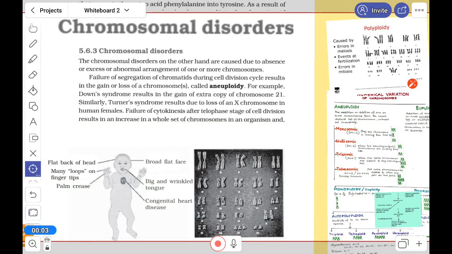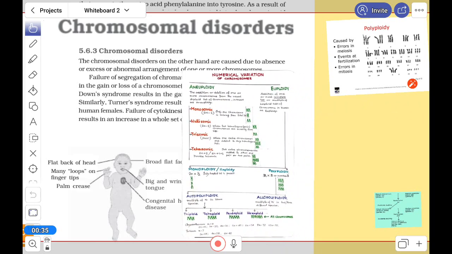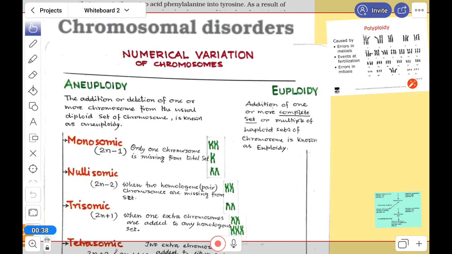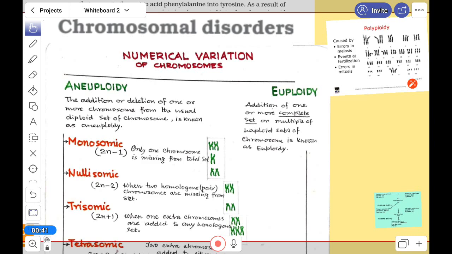Welcome to BioClass. Today we will discuss chromosomal disorder. Already we have done the Mendelian disorder, and here is the chromosomal disorder. Here we will see that if the chromosome number changes, then what kind of disorder will happen. Look here, gain or loss of the chromosomes is called aneuploidy. So let's discuss the numerical variations of the chromosome.